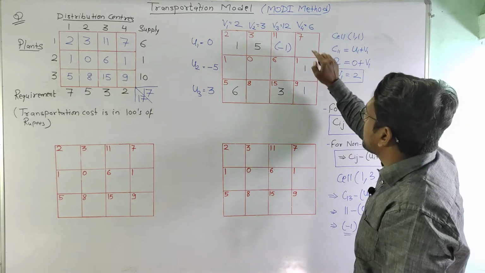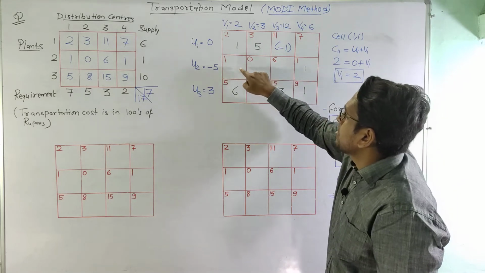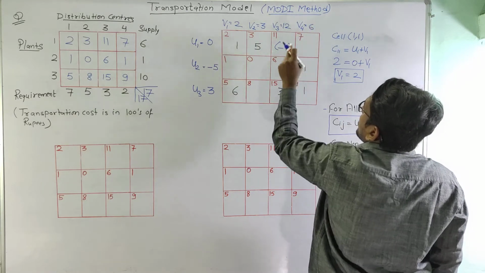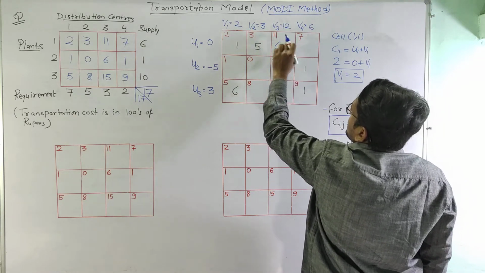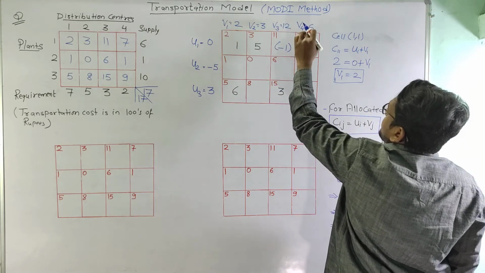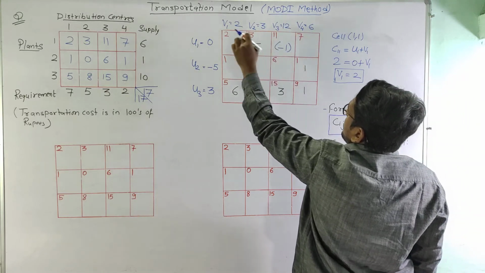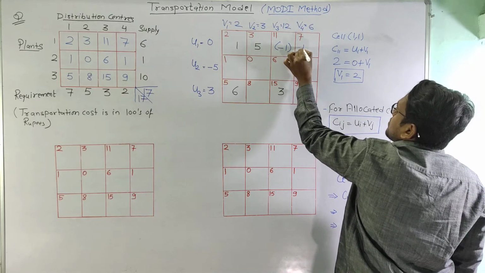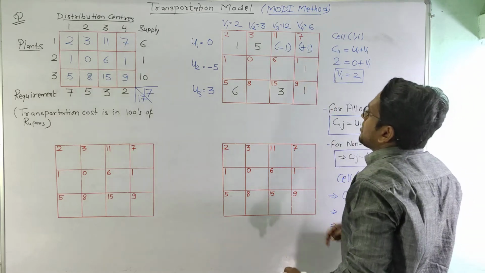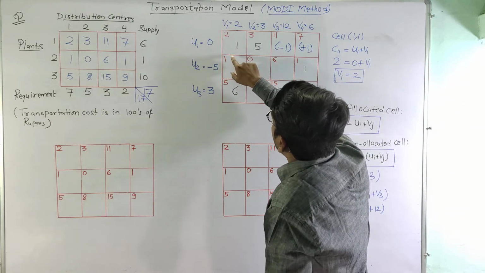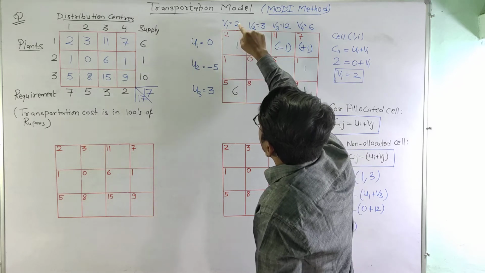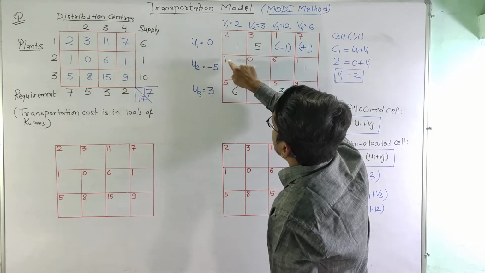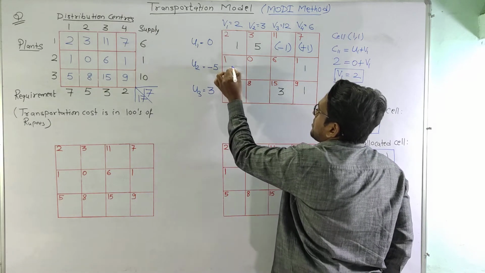Similarly, we will calculate the values for all the non-basic cells. For cell (1,4), 7 minus (0 plus 6), this will be 7 minus 6, which is 1, so we have written plus 1. Similarly, for this cell, 1 minus (2 minus 5): 2 minus 5 is minus 3, and minus of minus 3 is plus 3. 1 plus 3 is plus 4, so this will be plus 4.